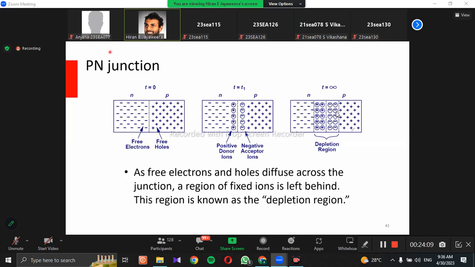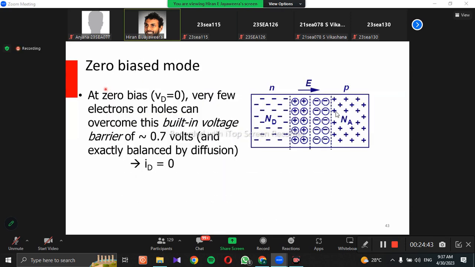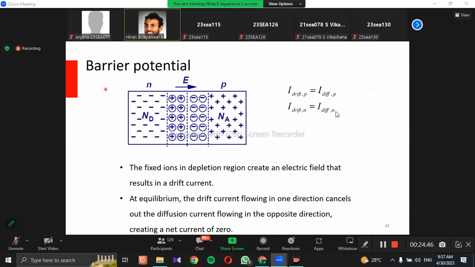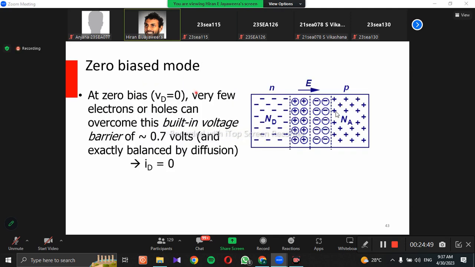Right. Now, this is the same thing given in one single picture. So this is time t equals 0. You have a p-type and n-type material. Then at t in between, you get some positive and negative ions, and after a long time period you get a depletion region developed, and you get an electric field in this direction, and you are in the dynamic stability. Right. So we discussed the barrier potential as well.